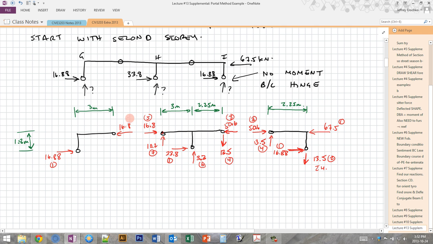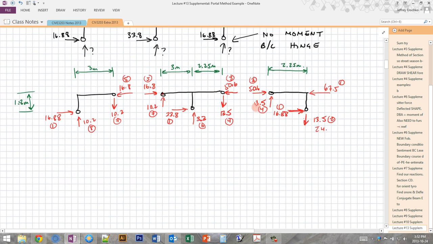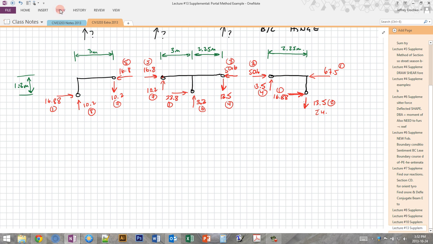If you remember, 16.85. This one is now down 10.2, number 7. And then the only unknown here is the vertical at this joint, which is 10.2. And I'll call that number 8. So now we found all of the unknowns for the top of the second story of the structure. And now that we've done that, we have to go down to the first story and repeat the entire process.